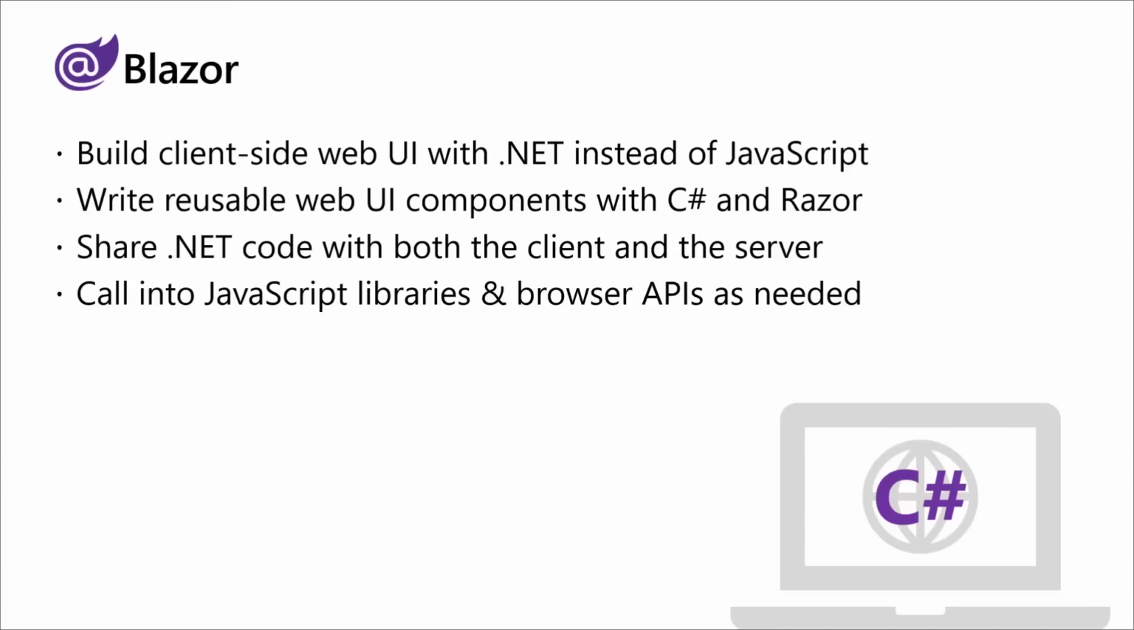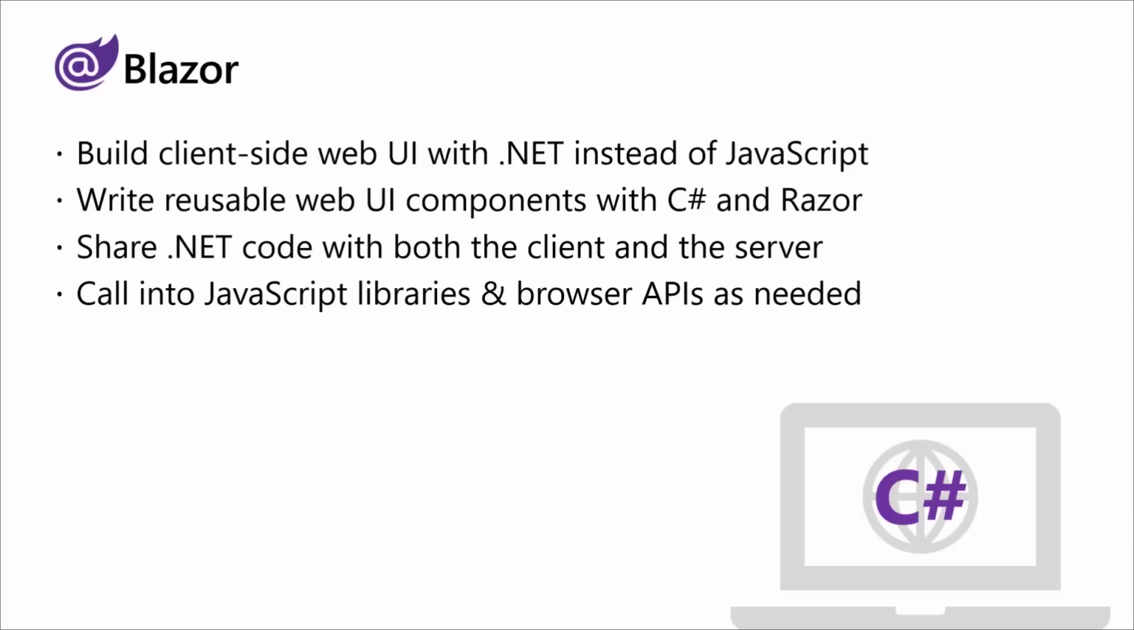If you have validation logic or model types, you can share exactly the same assemblies and types on both sides of the wire. If you need to call into JavaScript, you can still do that. There's interop mechanisms in Blazor where you can call into JavaScript code from .NET code, and the opposite as well, call back into .NET from JavaScript.